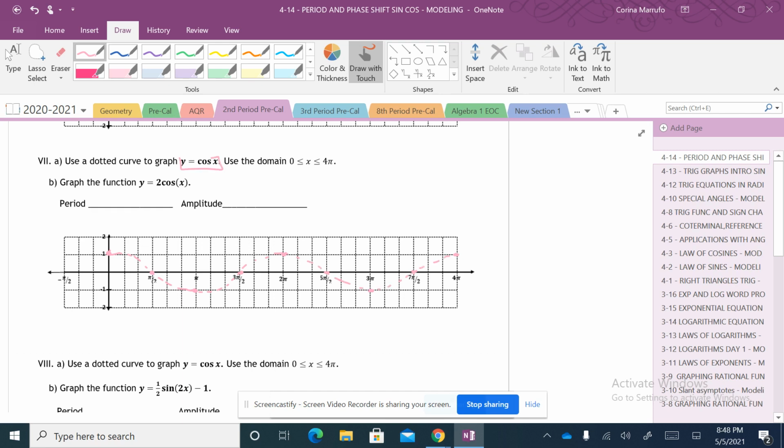All right, so that's our parent function, and they want us to take that and multiply it times 2. So they want us to change the amplitude to 2. Okay, so then that means that instead of starting here at 1, it's going to start at 2. It still goes through the same number at 0, but then instead of going down to -1, it's going to go down to -2. And so the height of your waves are just a little bit taller.